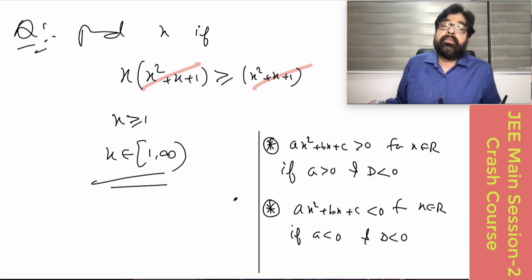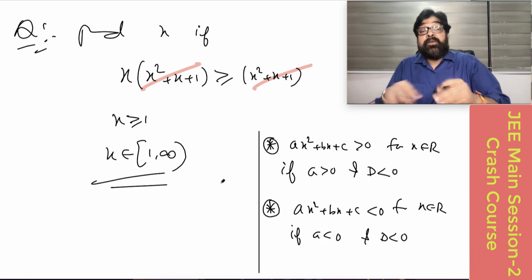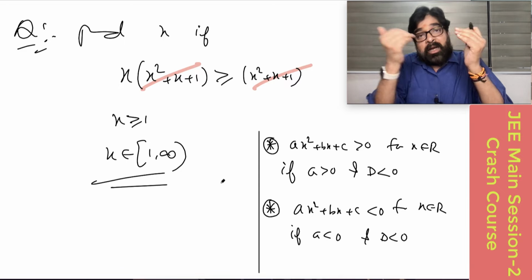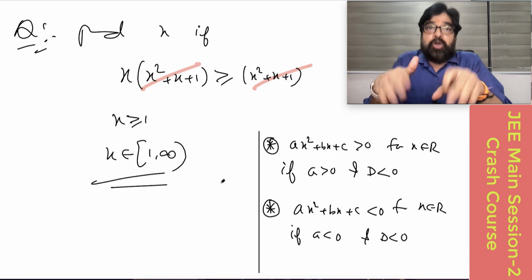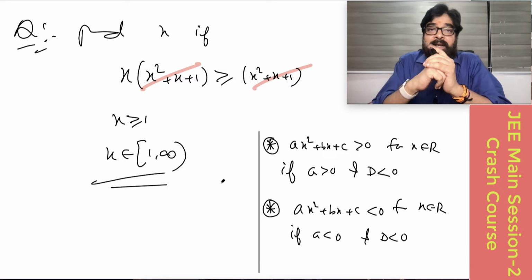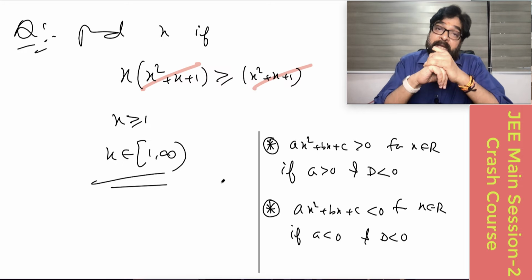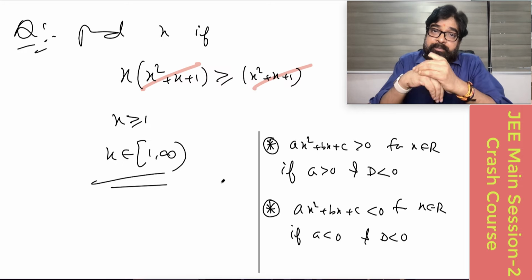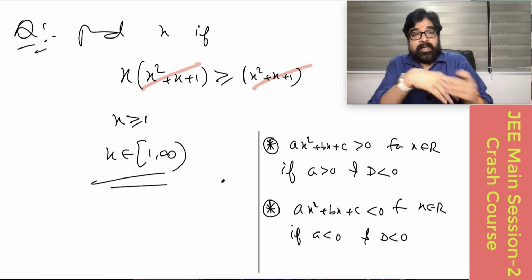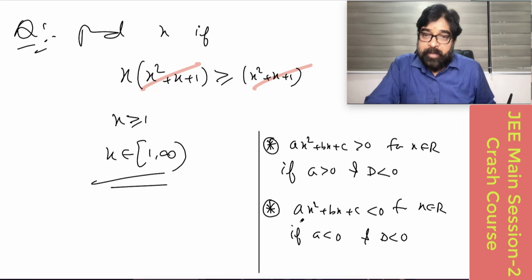That's all. So any quantity which is always positive or always negative, if you are sure about it, then 100% you can cancel. But if you are not sure, you cannot cancel. I'm sure this point is clear, and this point is also clear to all of you, right?